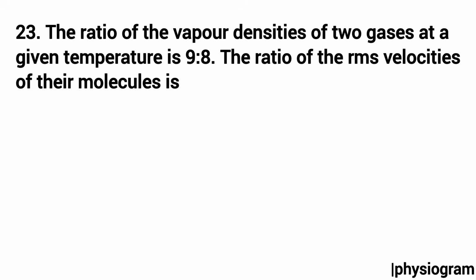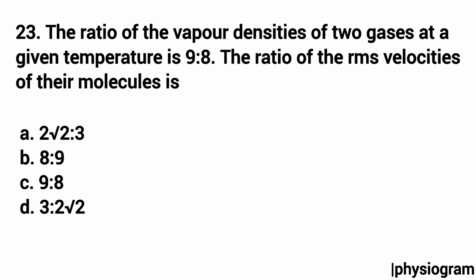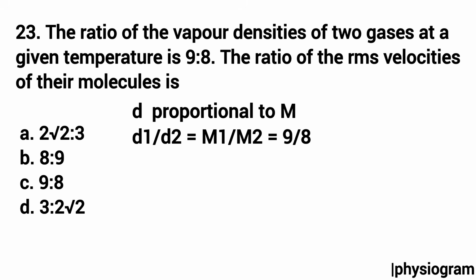Next, number 34: the ratio of the vapor densities of two gases at a given temperature is 9:8. The ratio of the RMS velocities of their molecules is: option A, 2√2:3; B, 8:9; C, 9:8; and D, 3:2√2. So given here the ratio of the vapor density of two gases, that is D1 by D2, is 9/8, and we have to find V1 by V2, that is the ratio of the RMS velocities of their molecules.